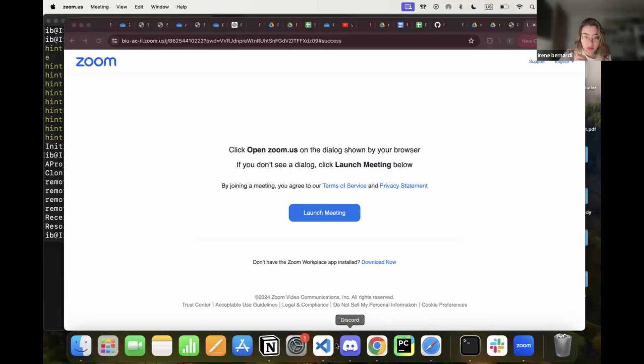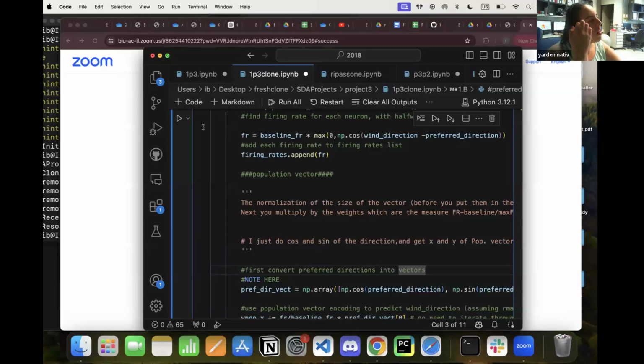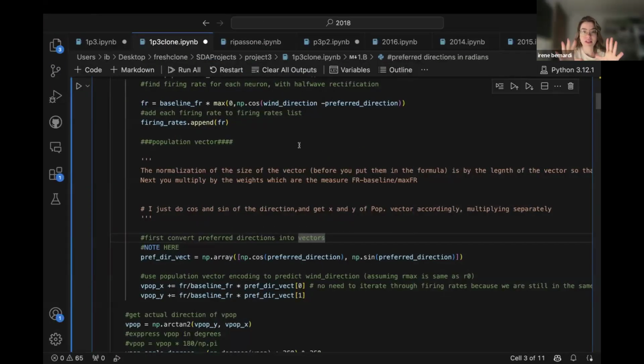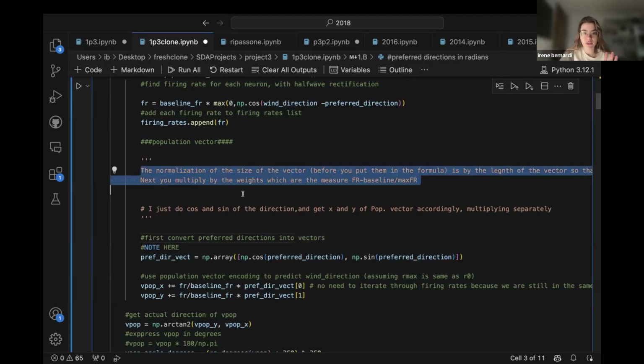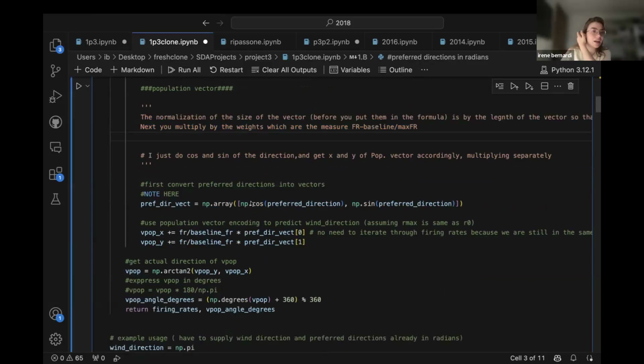Okay, so first off, I have a question about the normalization in question 1, project 3. This is from the Discord answer you gave. You divide by the length of the vector and then you multiply. The way I did it was I took the cosine of the preferred direction and the sine of the preferred direction, and then I multiplied the firing rate divided by the baseline by the cosine and the sine. I think it's kind of the same thing. Just wanted to make sure if it's the same.